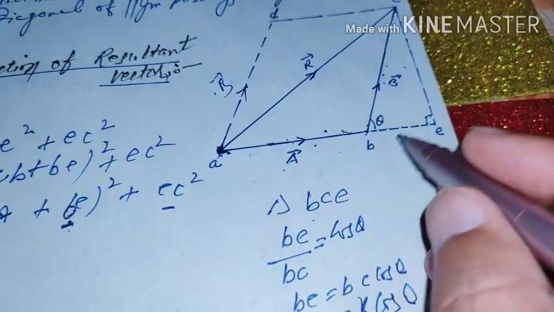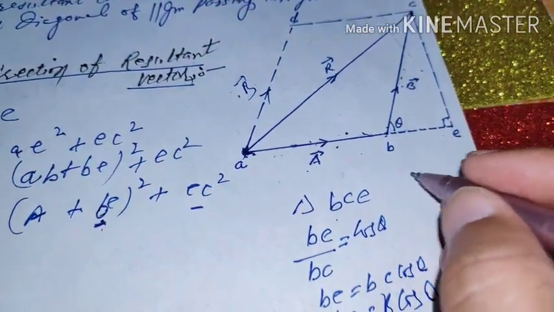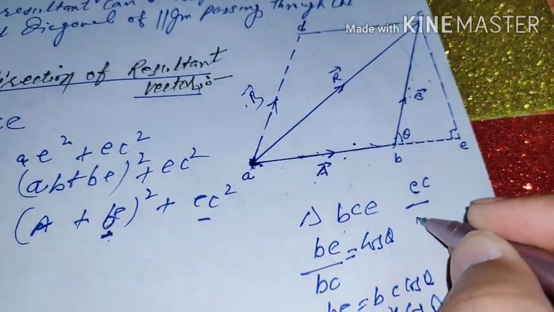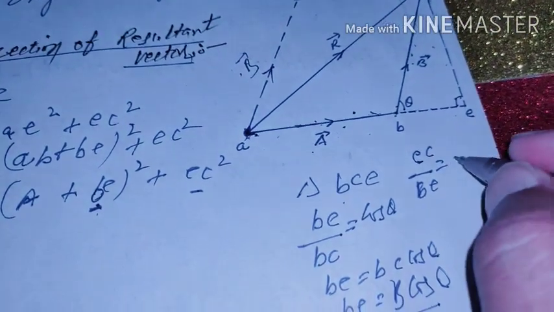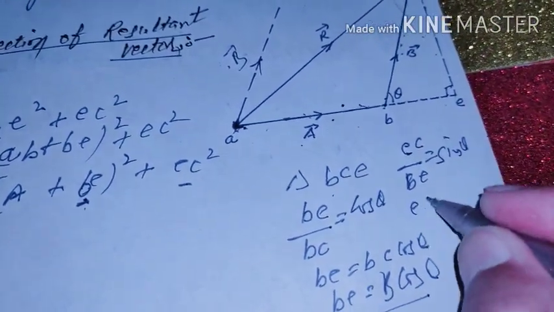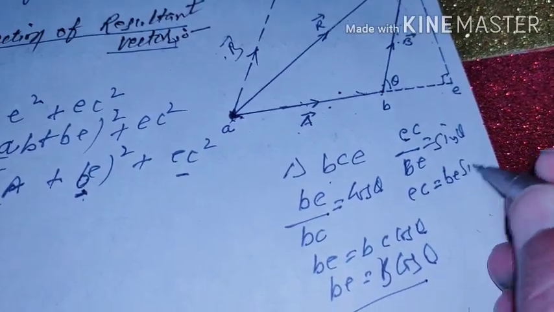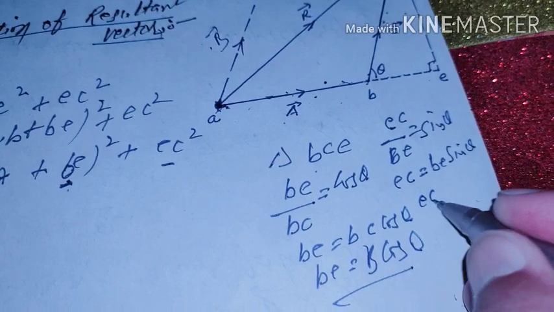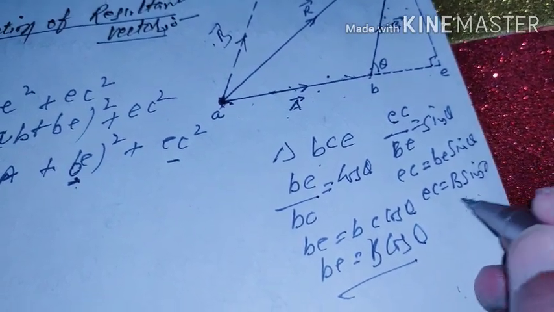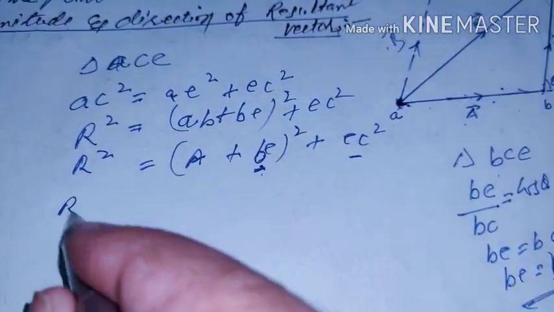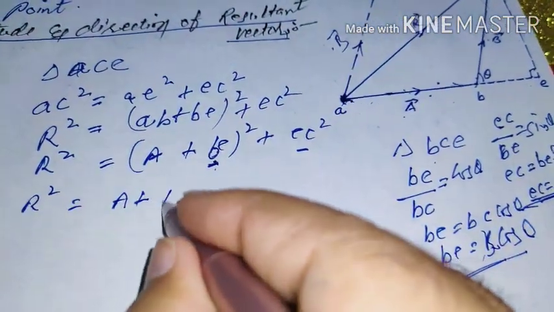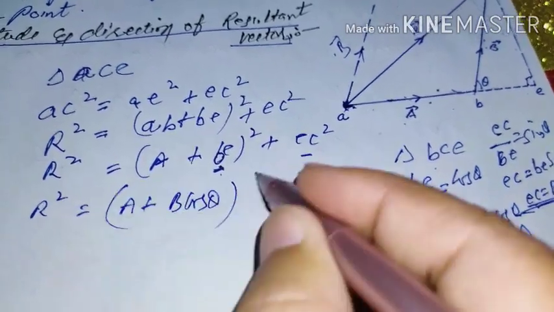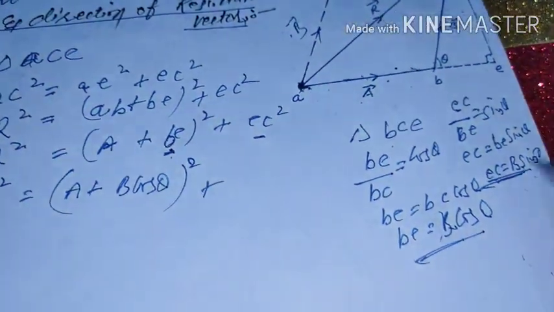In this way, if you have to calculate CE, or EC upon BC, perpendicular upon hypotenuse, it is sin theta. So EC is BC sin theta, EC is B sin theta. So substitute the values of EC and BE in this equation. Your R square is A plus, for BE, B cos theta, square, plus, for EC, B sin theta, square.